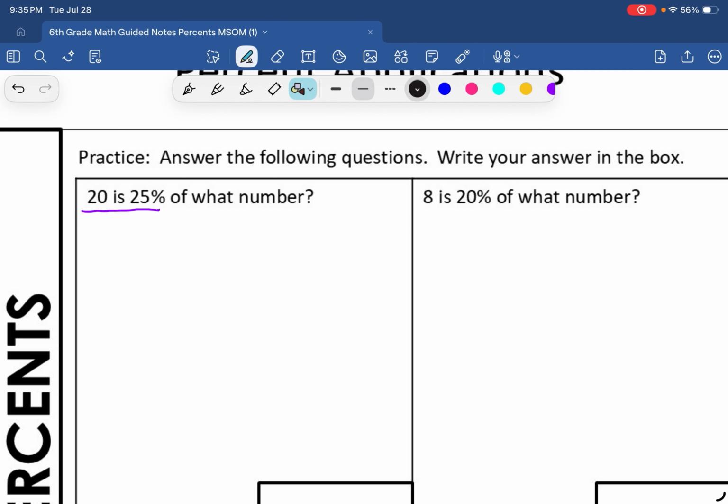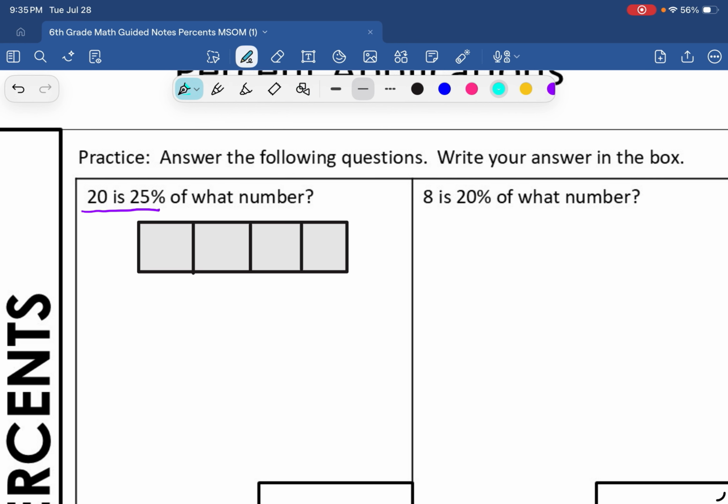So let's start with the bar model. I can represent 25% on the bar model if I break my bar up into 4 sections because 100 divided by 25 is 4. That means each section will be 25%. Now it says 20 is 25%. So one of those sections will be 20. That means all of them are going to be 20. And so my whole will be 80 because 20 times 4 equals 80.